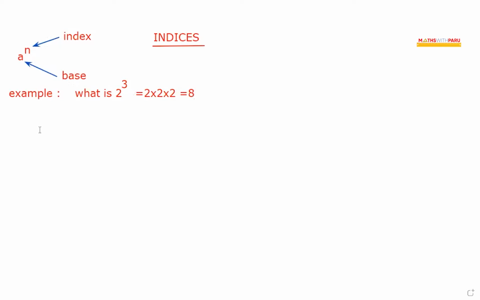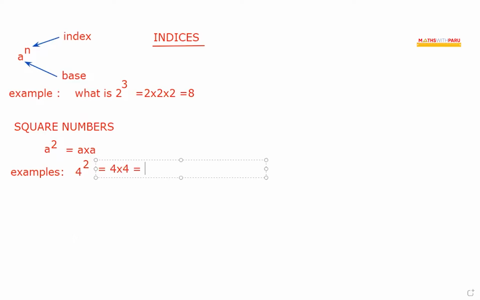Now let's talk about squares. Most of you may be familiar with square numbers. What is a square number? Supposing I talk about A squared. What I actually mean is A into A. For example, if I talk about 4 squared, what does that mean? It is simply 4 into 4, which is 16.